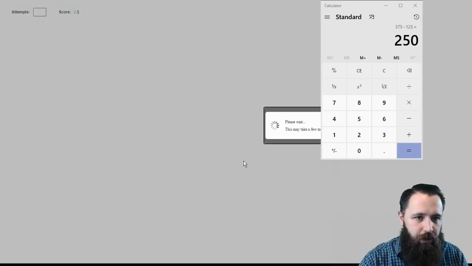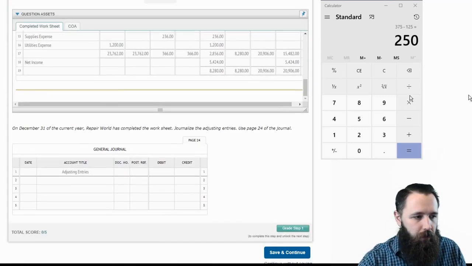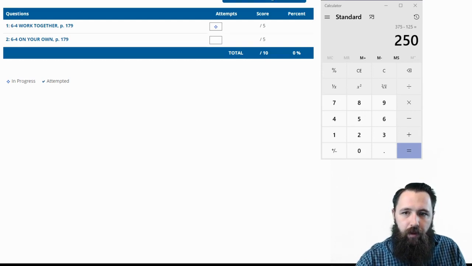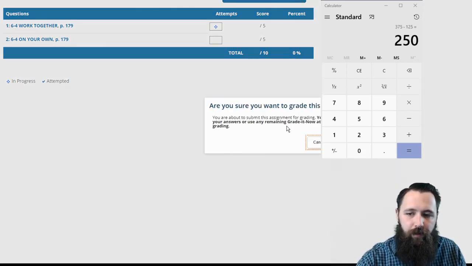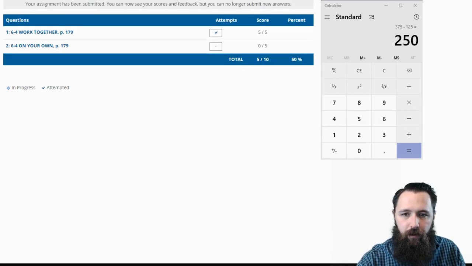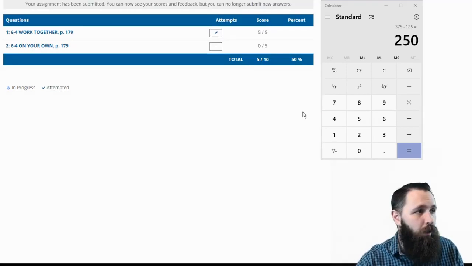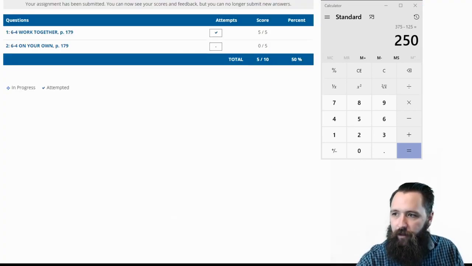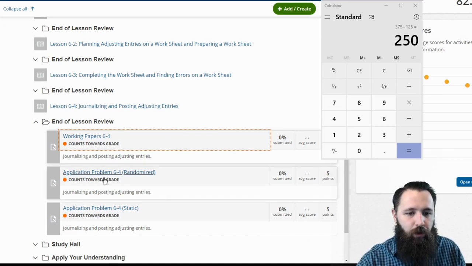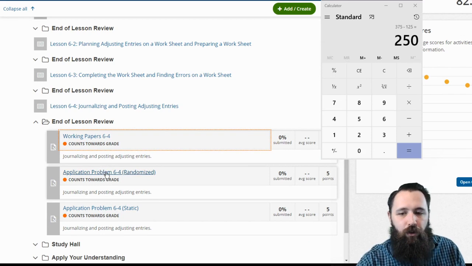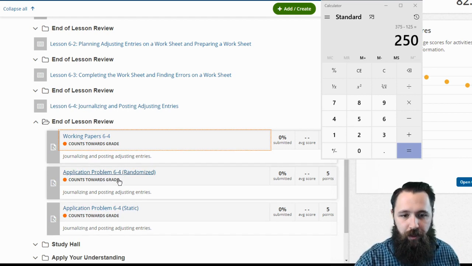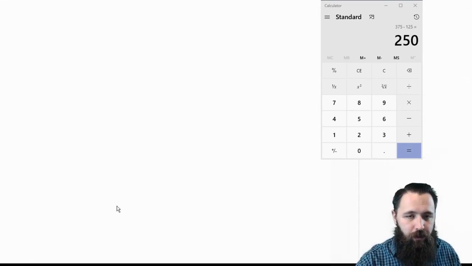So let's just save and continue. Move ahead. And we'll just grade this, show that it's a 5 out of 5. And we are good to go. So as you go through this, make sure that when you do the application problem, this one's randomized. You just need to do one of them, okay? So you only need to do one of the randomized. It's going to give you 3 options, but you just need to do one.